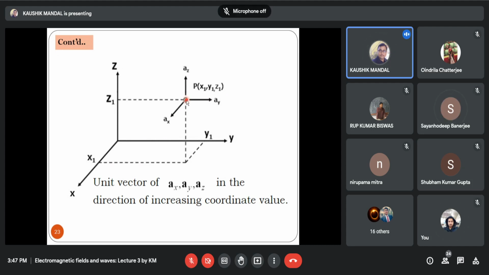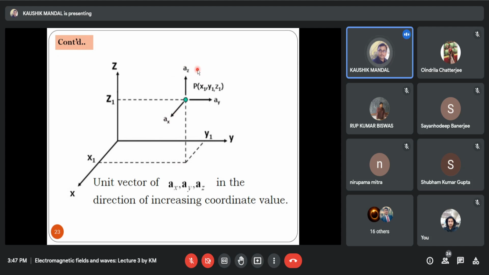Then you just increase that coordinate value along the corresponding axis. That means you are at point P. If you have to determine the direction of the unit vector along Y, what will you do? You just increase the coordinate value along this particular axis. So that will be the unit vector along the Y axis. Similarly, you are at this position P. Now you want to find the unit vector along the X axis. So you increase the coordinate value at this point, and that will be the direction of the unit vector along the X axis. Similarly, you can find the direction of the unit vector along the Z axis.